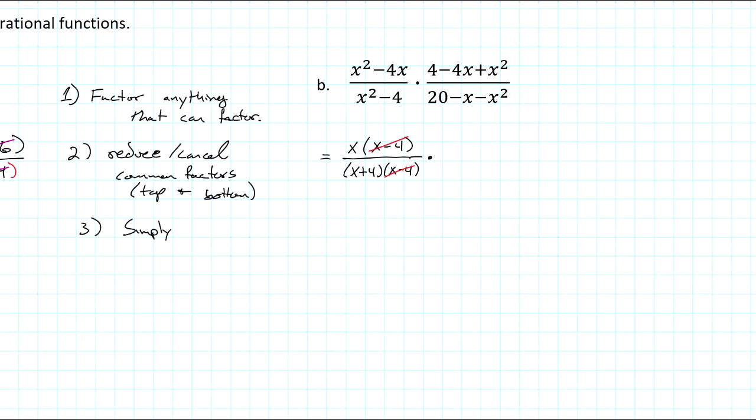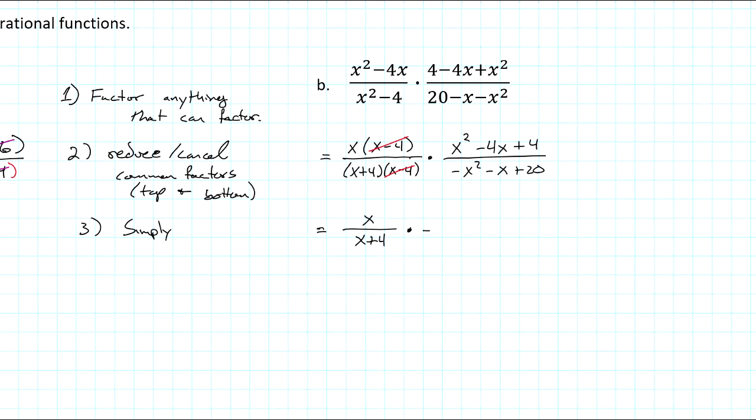The second one, let's change this around a little bit. I'm used to seeing this as x squared minus 4x plus 4 over, on the bottom, negative x squared minus x plus 20. We're just used to seeing it in that order. Technically, we don't need to do this step. You can try to factor without switching that order, but a lot of the time it's nice to put it into what we're familiar with. So the first fraction, we're left with x over x plus 4 because we reduced the x minus 4s.